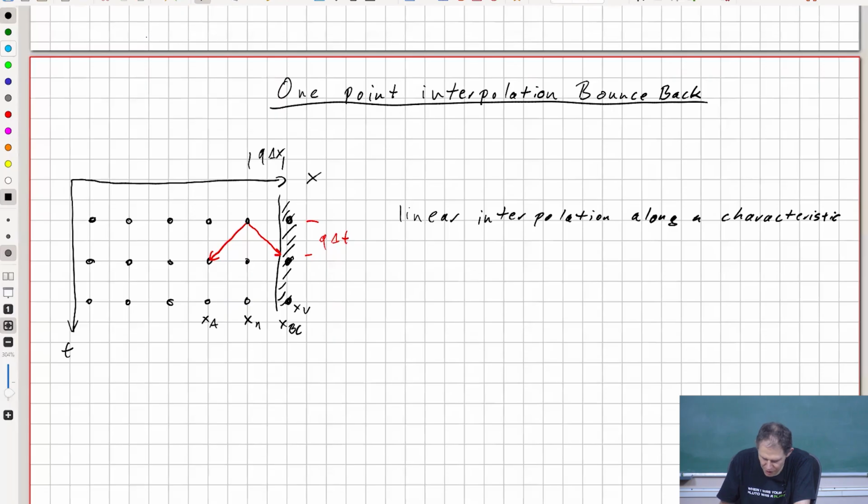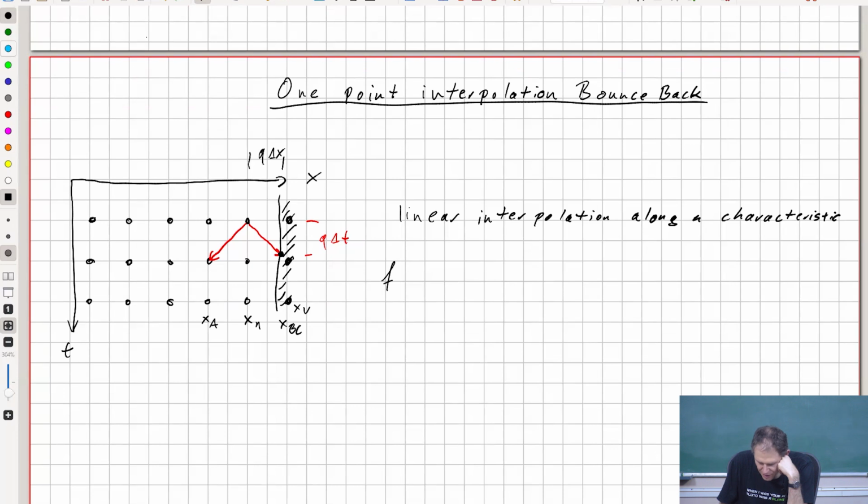So first of all, we have to get to this position here on the wall.